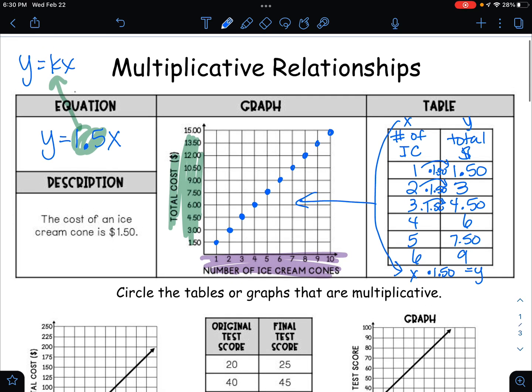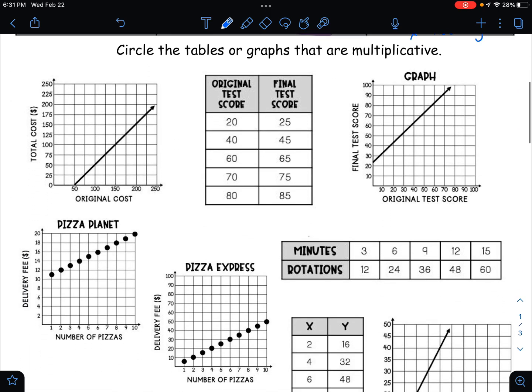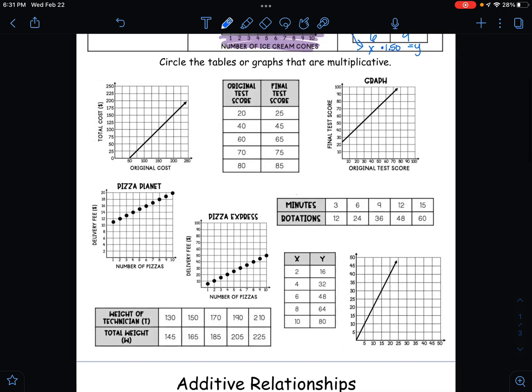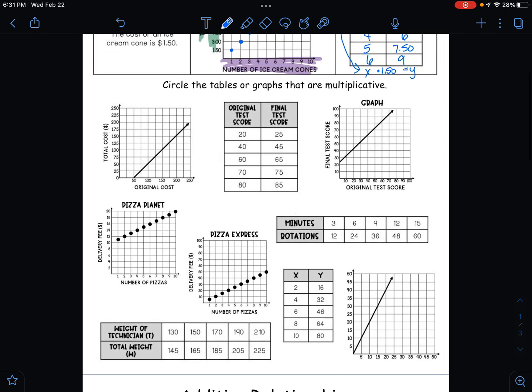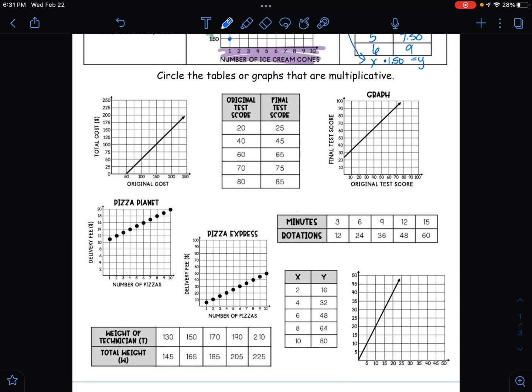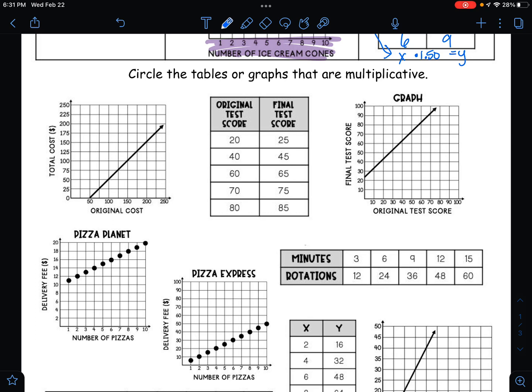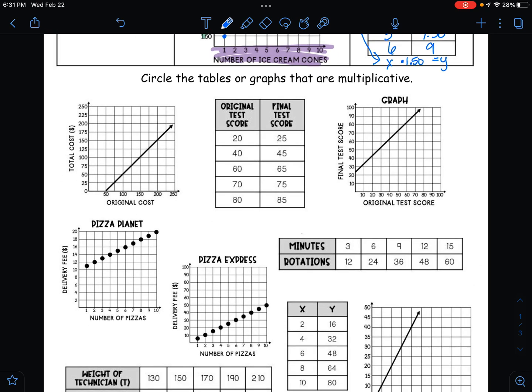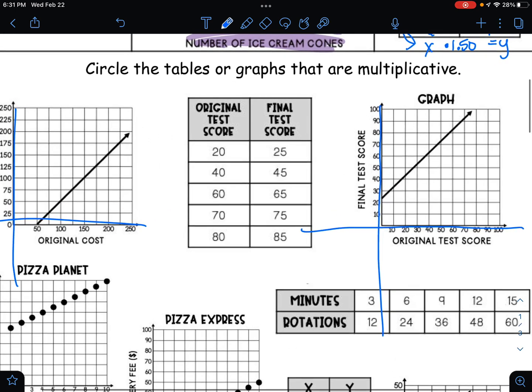Now, what I want you to do is, looking at these tables and graphs, I want you to figure out and circle the ones that are multiplicative. So you're going to have to go and figure out what's happening in each table. The graphs are easy because remember, multiplicative graphs go through the origin. Okay, remember the origin is 0, 0. So pretend as if this is a full graph. Does it go through the origin, which is 0, 0? And then the tables, you'll have to see what's happening.